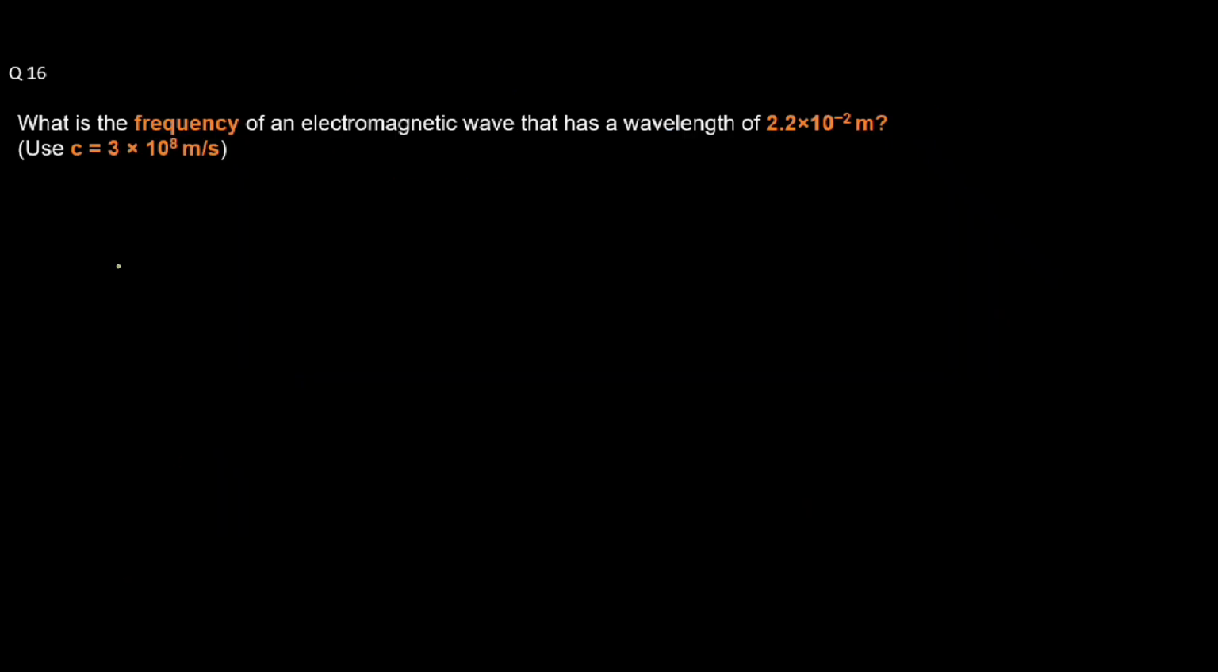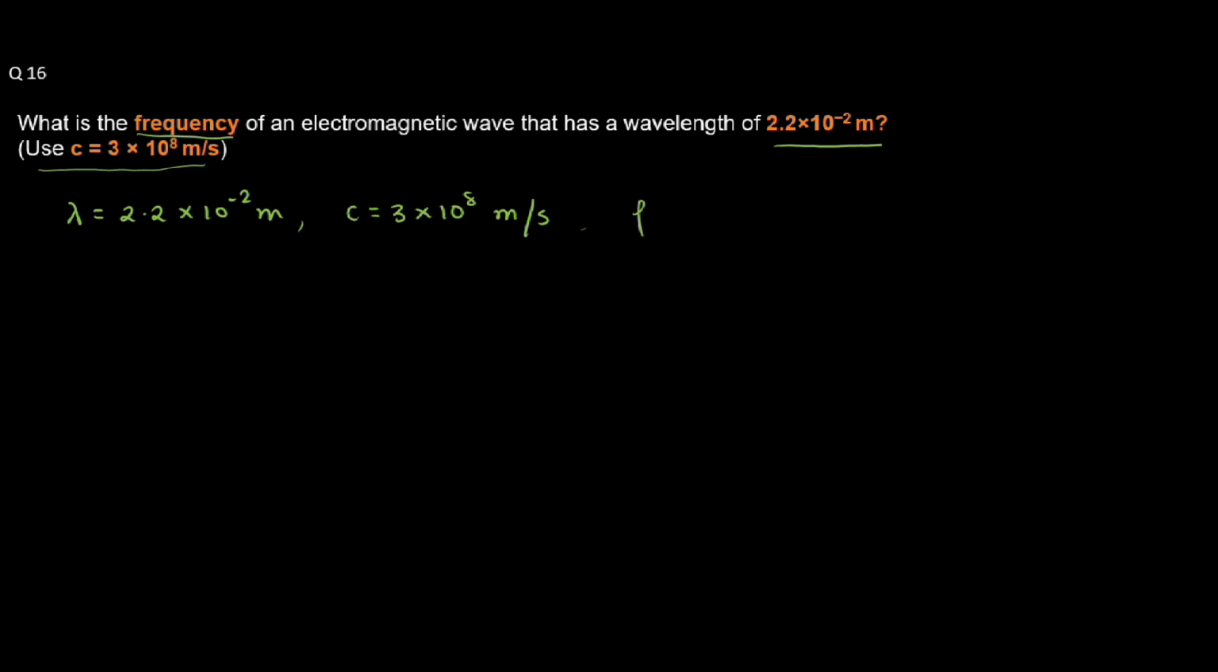Let's discuss another question. Here the question is asking you, what is the frequency of an electromagnetic wave that has a wavelength of 2.2 times 10 to the power negative 2 meter? And again, they have given you the value of c. So let us first write down what we have. I have the wavelength lambda, 2.2 times 10 to the power negative 2 meter. Speed of light c is a constant, 3 times 10 to the power 8 meter per second.